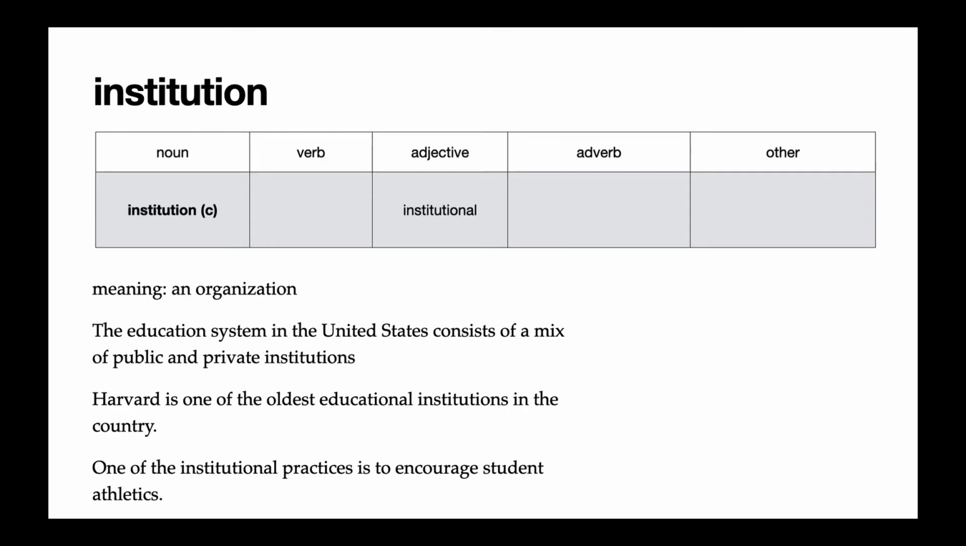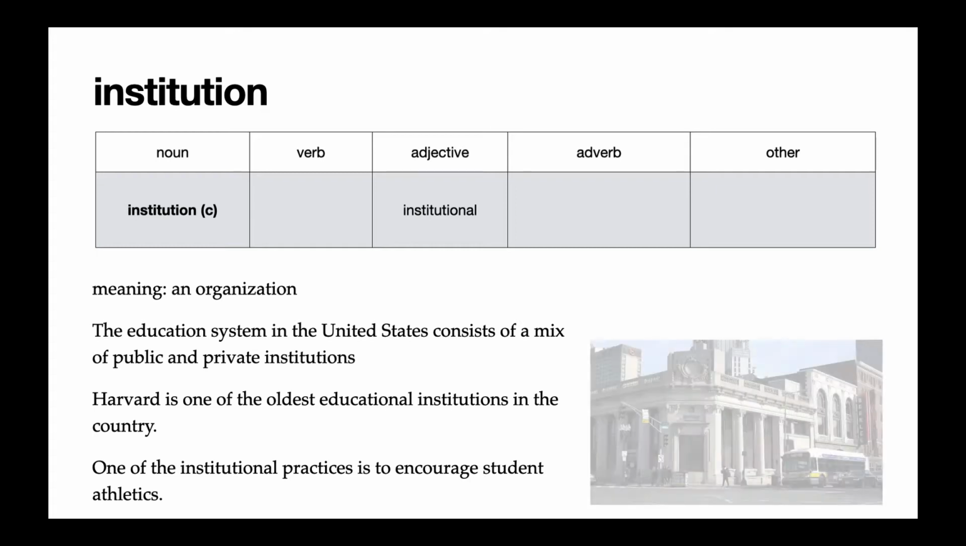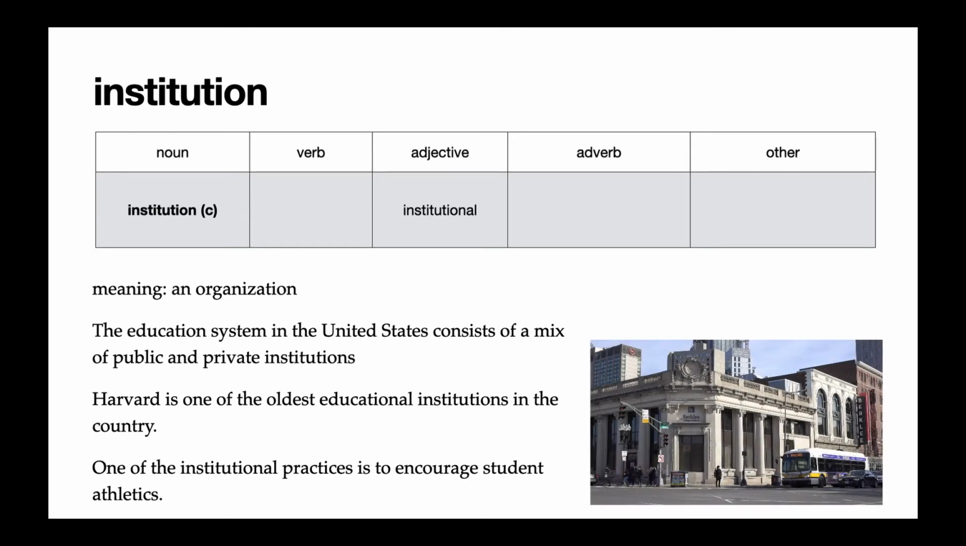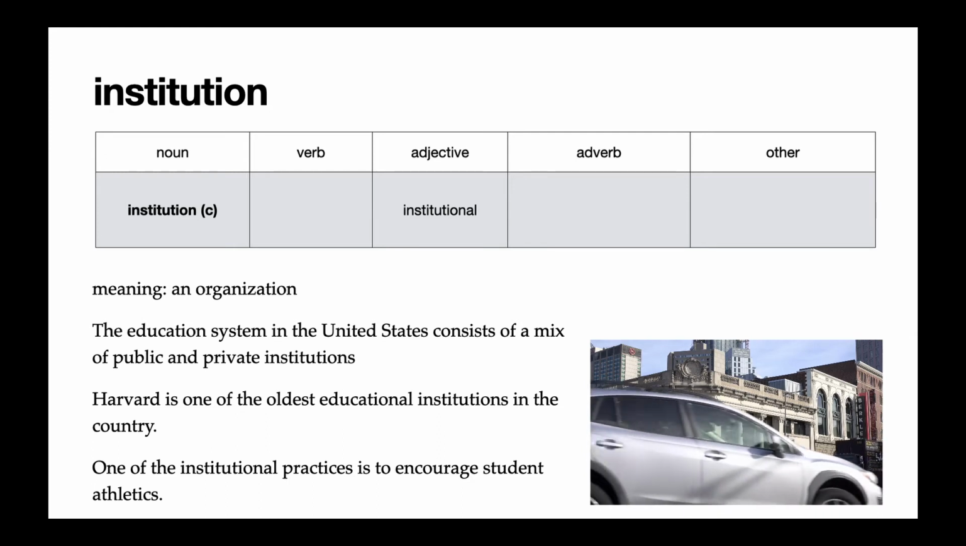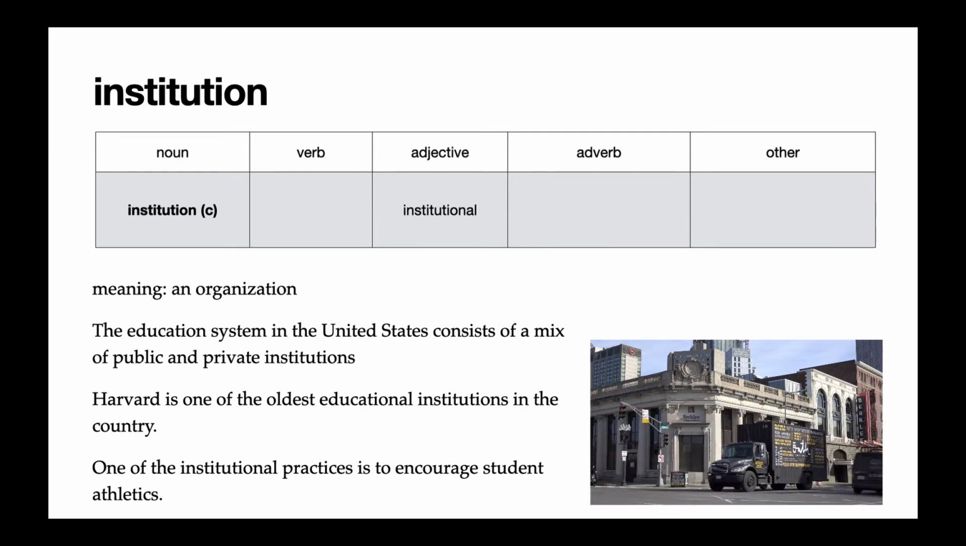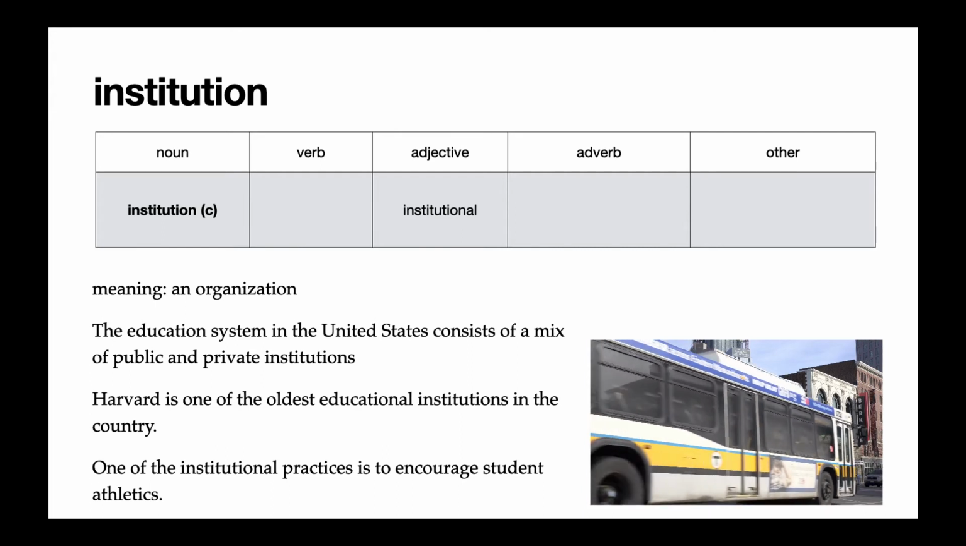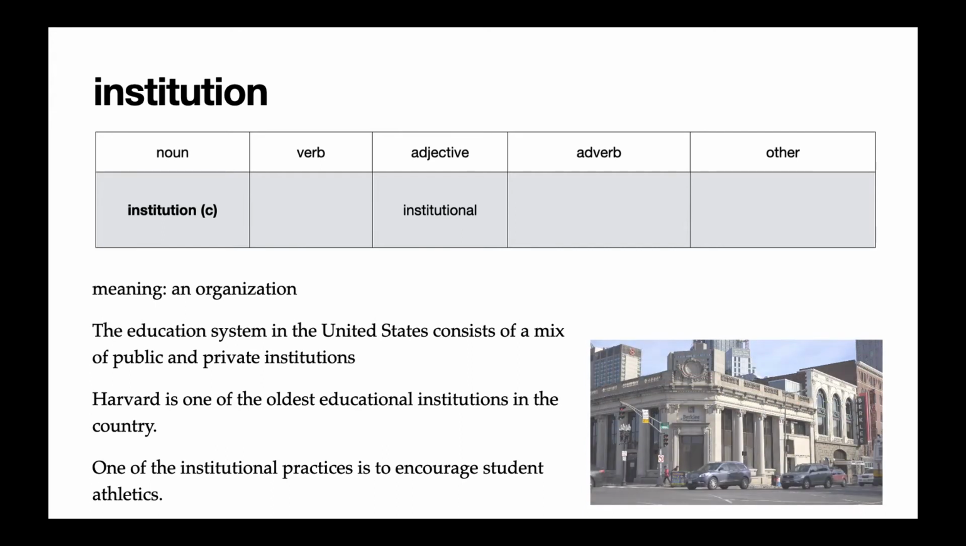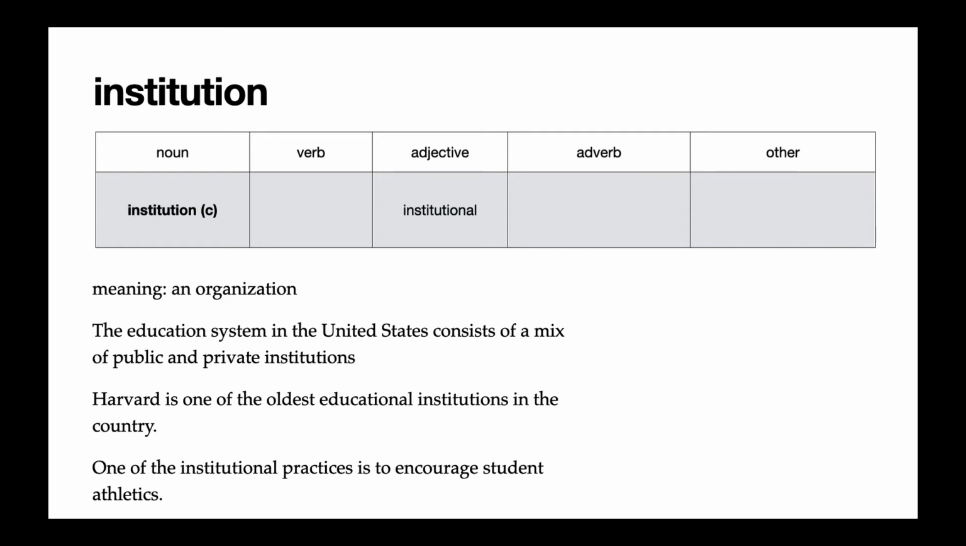Our next word is institution. Institution is a countable noun that means an organization. That means a group or a place, some kind of organized collection. The adjective form is institutional. And there is a verb form, institutionalize, but it can mean something a little bit different. So in the reading, we said the education system in the United States consists of a mix of public and private institutions. And that's because education in the U.S. can be public schools and private schools. So a school is a type of institution.